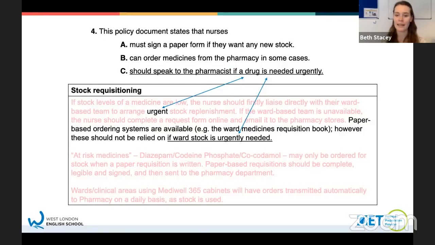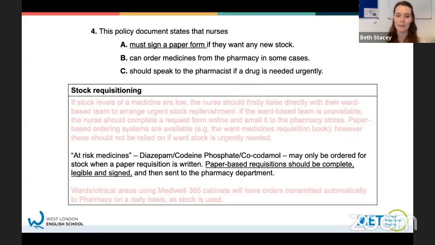So even though urgent is there, C can't be our answer because it's not about speaking to a pharmacist. They need to speak to the ward-based team, or if that's not available, they need to request the form and email it to the pharmacy. They don't need to speak to the pharmacist.